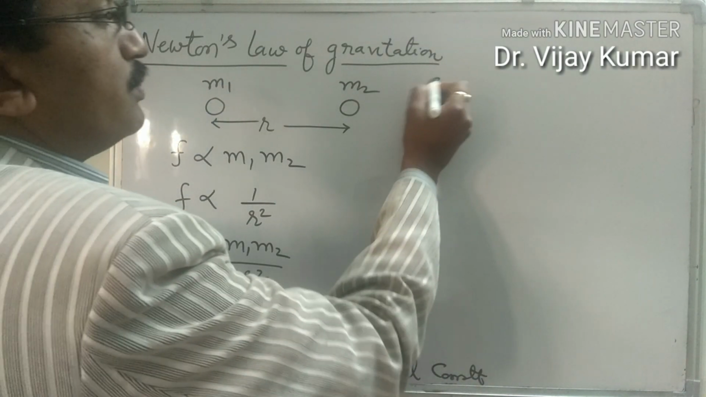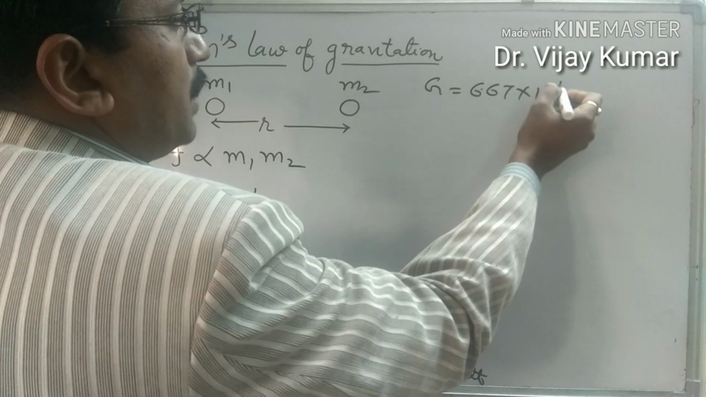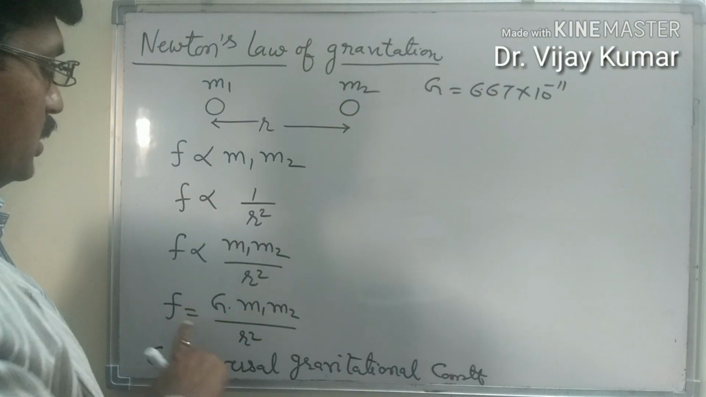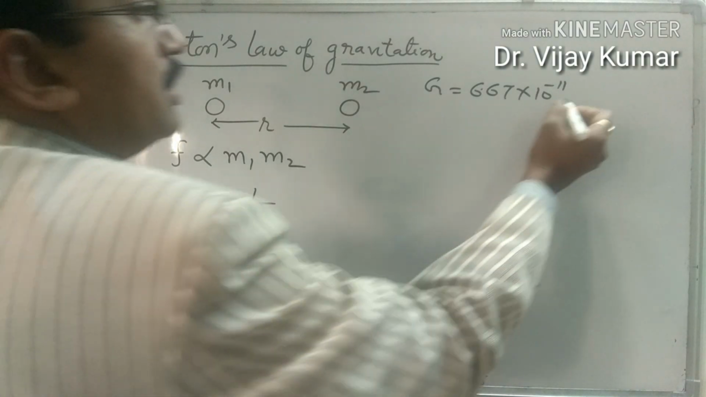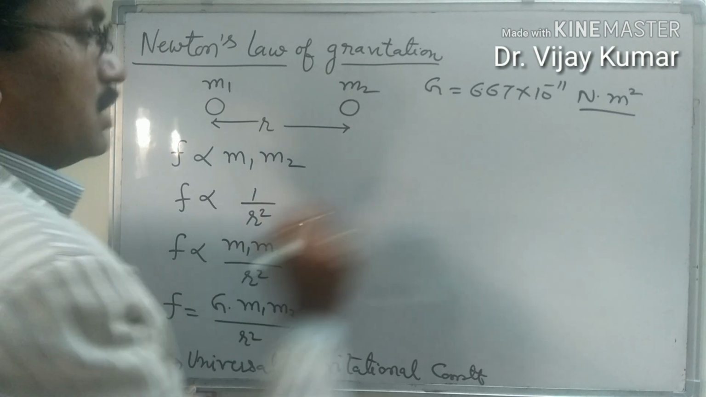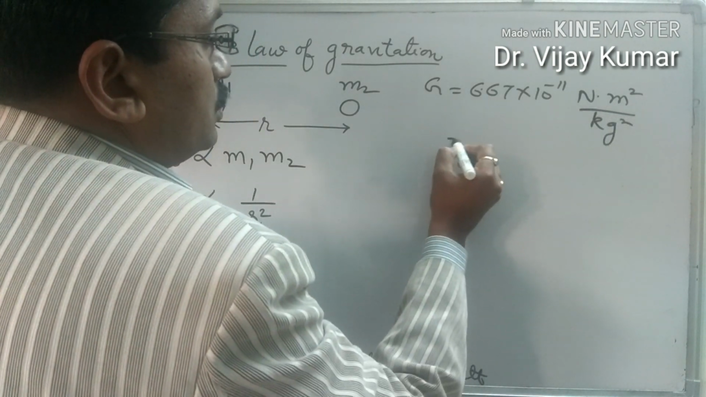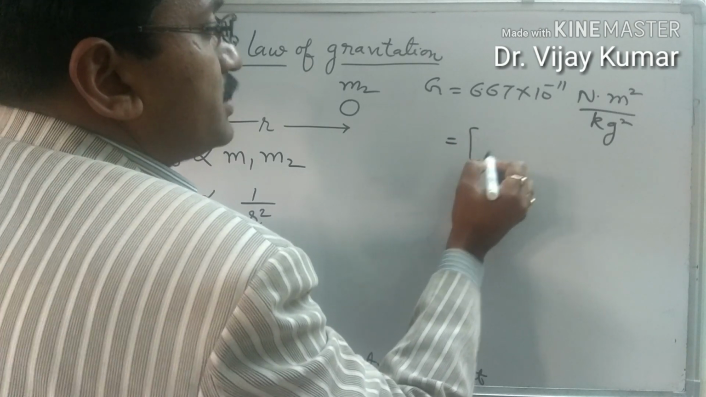and the value of G is 6.67 into 10 to the power minus 11, and the unit becomes Newton meter square upon kilogram square. And we can also represent it by dimension.